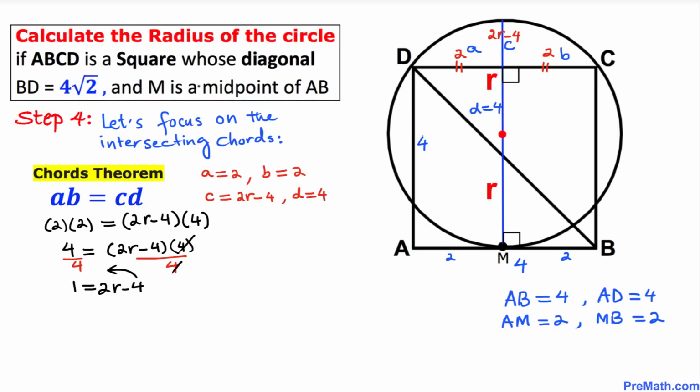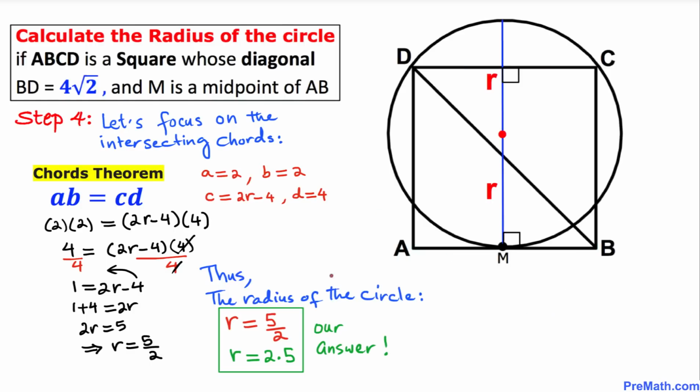Let's move this 4 to the other side. That's going to become 1 plus 4 equals 2r, or 2r equals 5, or simply r equals 5 over 2. So thus the radius of this circle r turns out to be equal to 5 over 2, or in terms of decimal, 2.5, and that's our final answer.